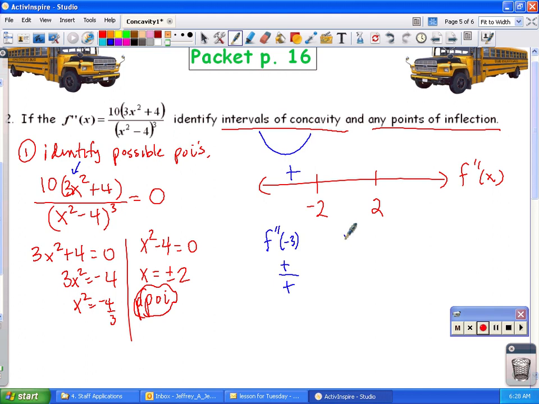When I choose a number between negative 2 and 2, like 0, we already said that the numerator would always be positive. The denominator in this case would be negative, and a positive divided by a negative is a negative, which tells me that the original function is concave down, so I'm going to put a frowny face there. Choosing a number greater than 2, like 3, the numerator is positive, divided by the denominator. When I substitute a 3, I'll get a positive number, and a positive divided by a positive is positive, so the original function is concave up.